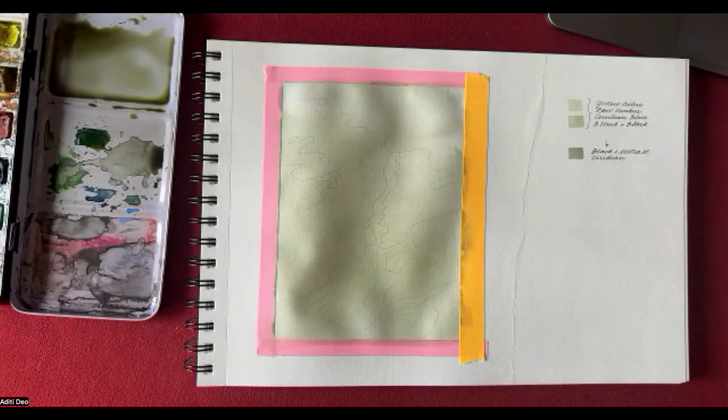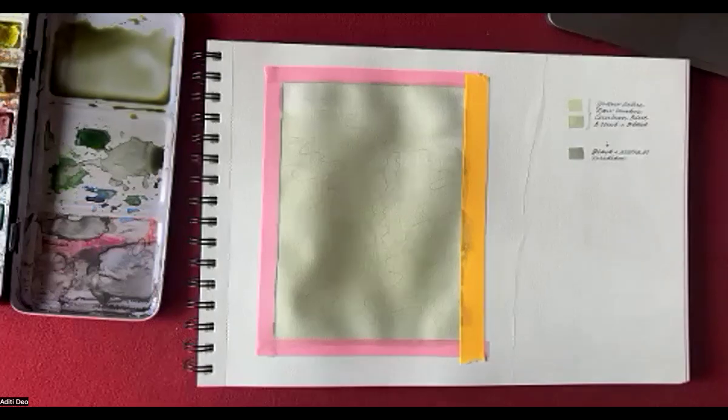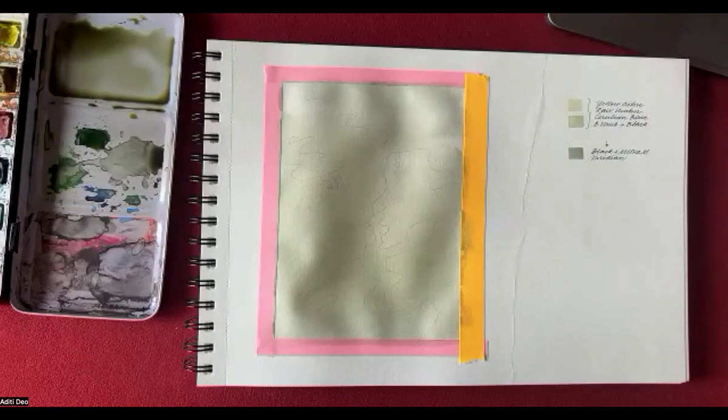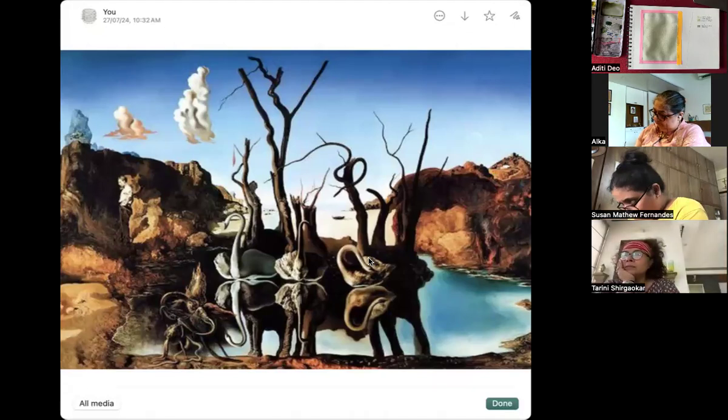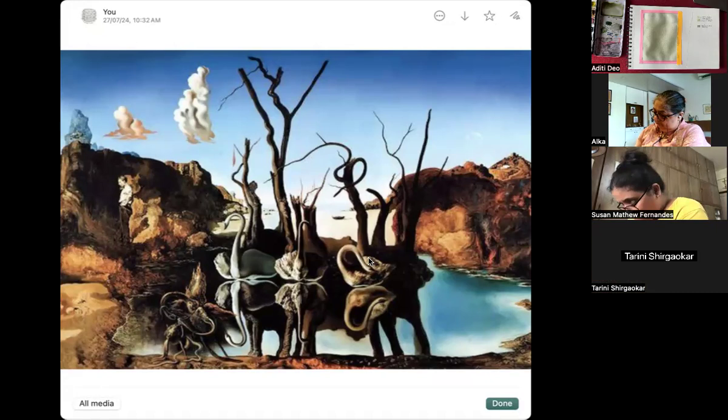Okay, while our color is drying, I'm going to share some images with you. These are paintings using the same topic. Okay, you must have seen this painting before. I'm just showing you these images so that we can chat till our wash dries up.